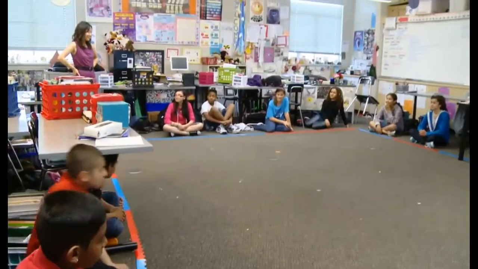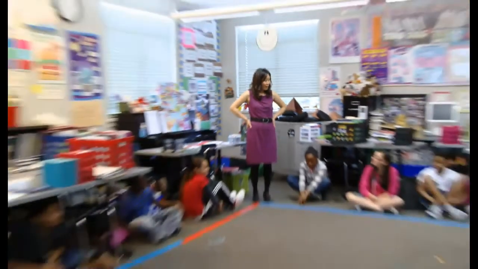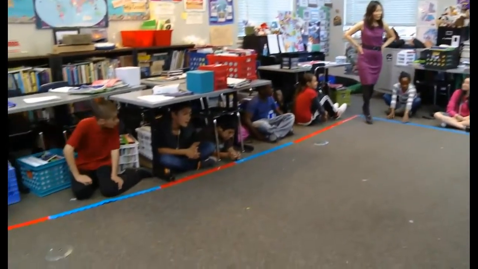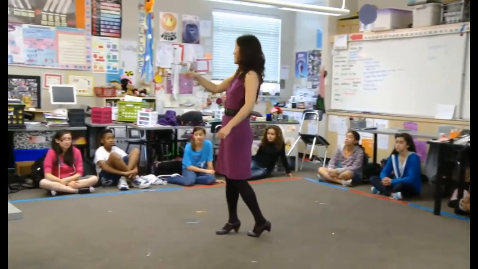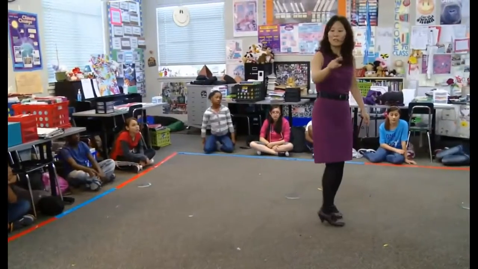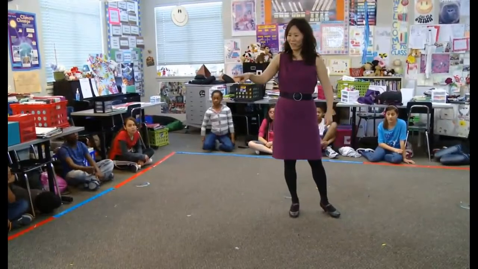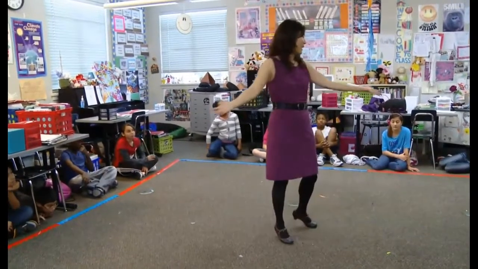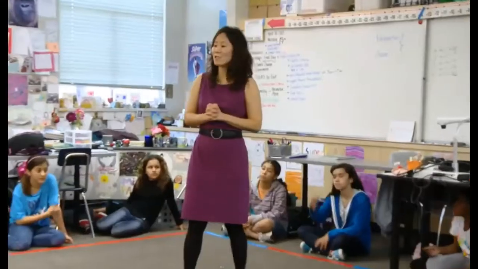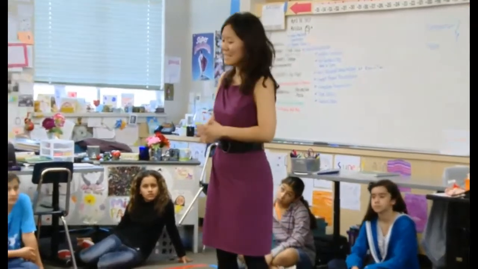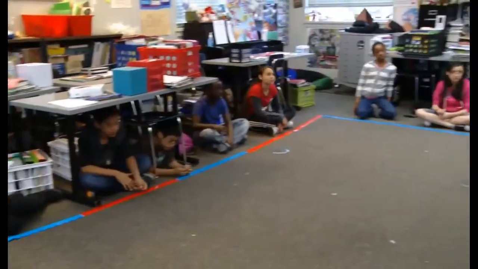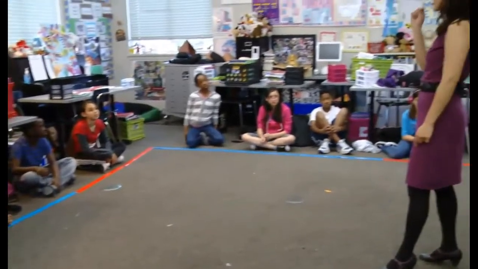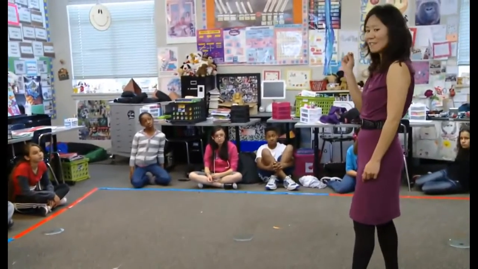Wow. Wow. Wow. 1, 2, 3, 4, 5, 6. 1, 2, 3, 4, 5, 6. 1, 2, 3, 4, 5. 1, 2, 3, 4, 5. What is the perimeter of this rectangle? 22 yards. And what is the area inside? 30 square yards. Interesting.